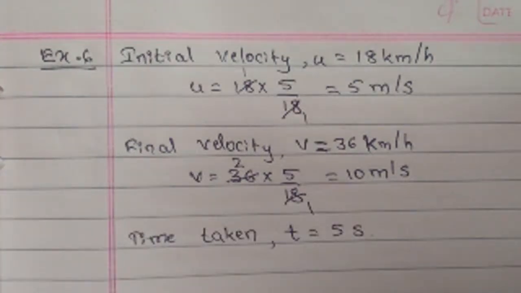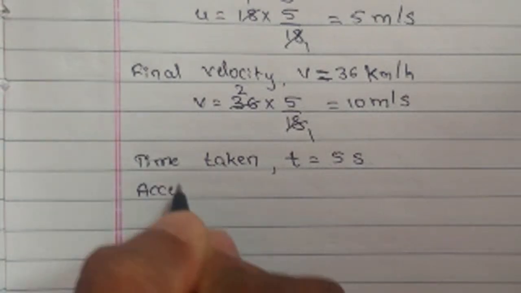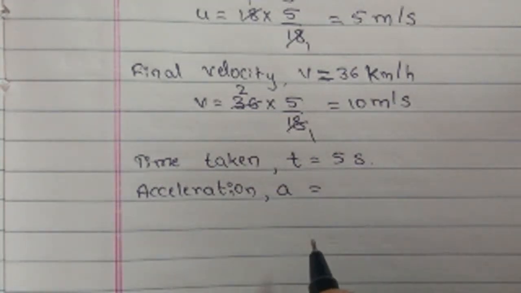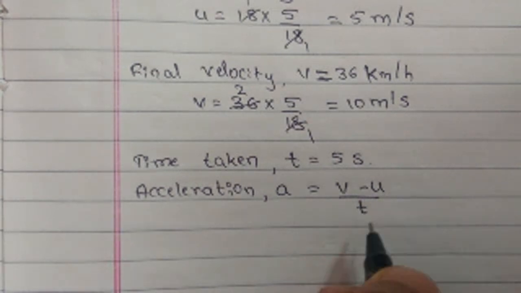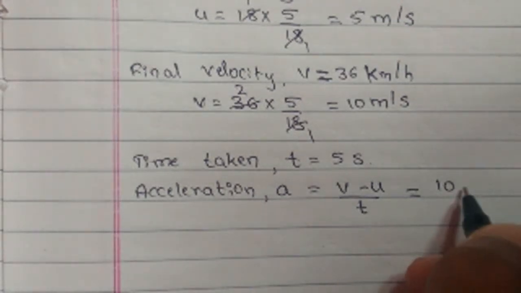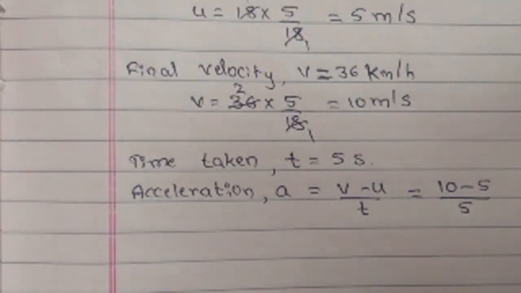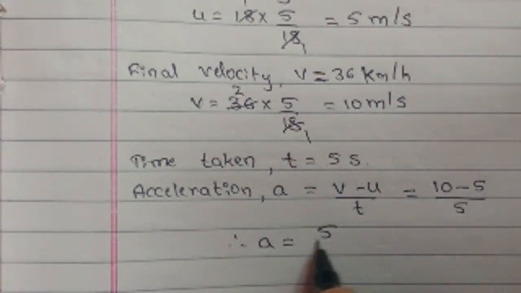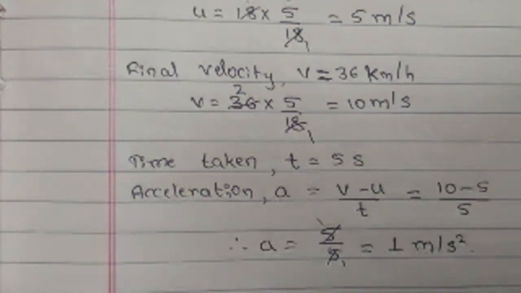Now we have to find out the acceleration. Acceleration, small letter a, is the symbol used to represent the acceleration. a is equal to v minus u divided by t, that means final velocity minus initial velocity, whole divided by time taken. Now we will substitute the values. Final velocity v is 10, initial velocity is 5 and time taken is 5 seconds. Since time is already in seconds, no need to convert that. Therefore a becomes 10 minus 5, which is 5, divided by 5. 5 ones are 5. Therefore the answer is 1 meter per second square.